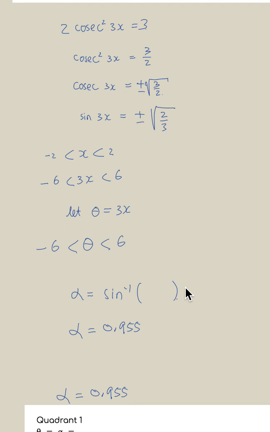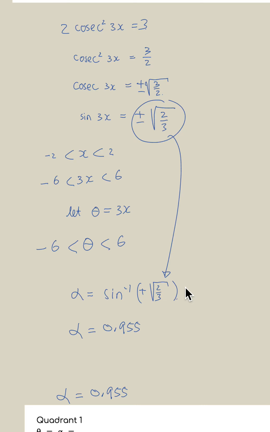Now, the next one. We must find the value of alpha, which is called the basic angle. What does it mean? It means it's the angle in quadrant 1 between 0 and 90 degrees. And we must use a positive number when you do that. So remember, we have sine 3x equals plus minus root 2/3. We just pick the positive value because it's alpha. It's not the angle itself, but it's alpha.